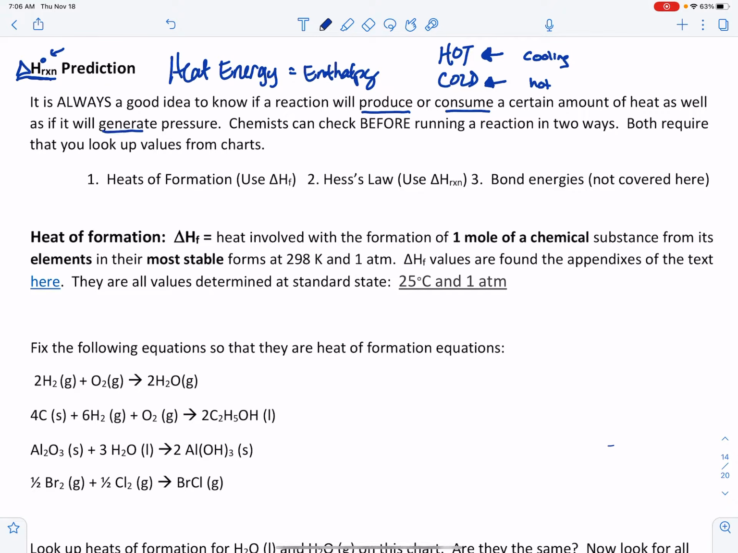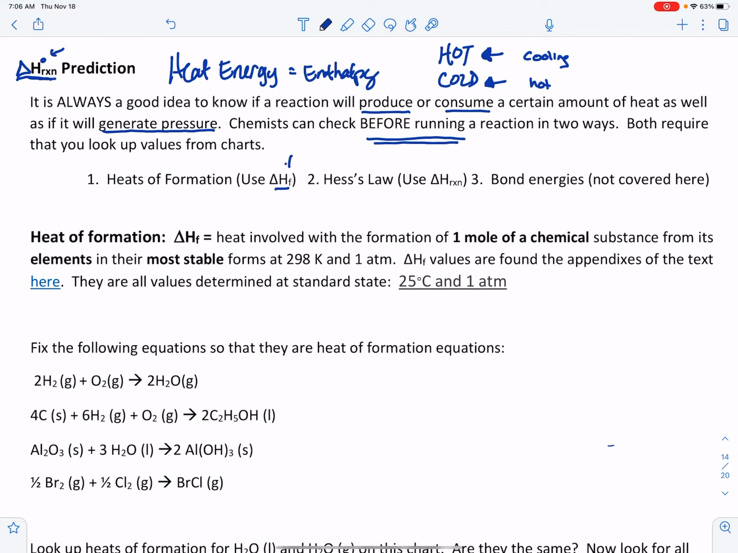You also want to know if it's going to generate pressure, because you don't want glass containers to explode. You don't want to seal things that are going to have issues with pressure. So you can check before you run a reaction, or at least make a pretty good guess. You don't have to be perfect if you're trying something new, but you can make a good guess what the enthalpy will be, because we have measured tons and tons of these delta H's.